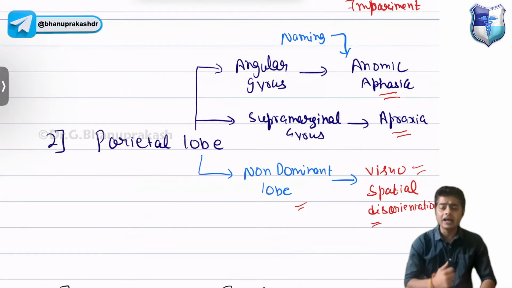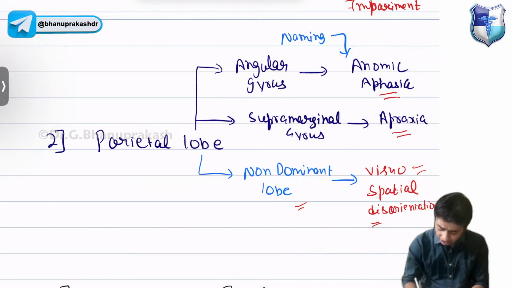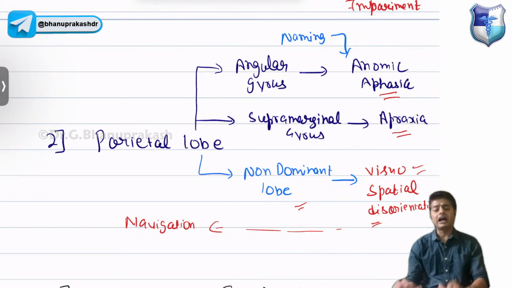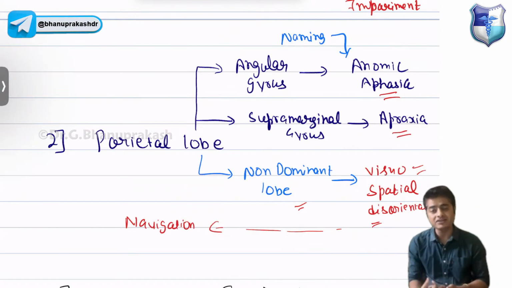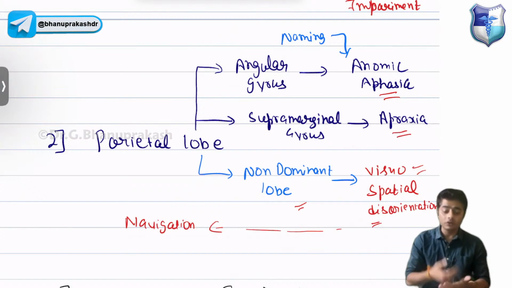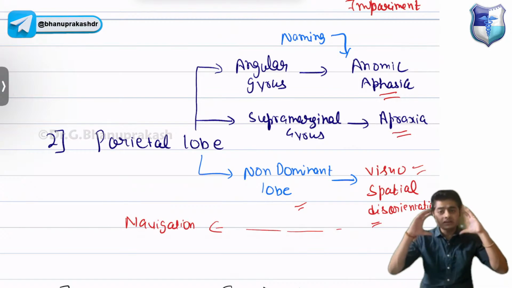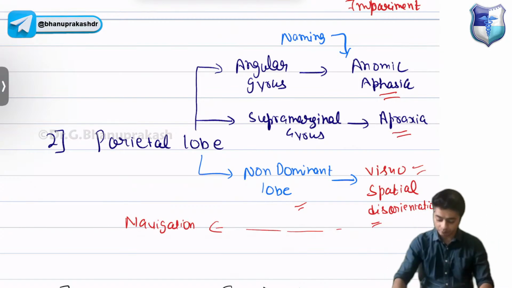Then there is visuospatial disorientation. There will be a problem in navigation. I will not be able to locate things in my room also. See how big the problem is in this Alzheimer patient. They are not able to find their way in the house they have lived in for 25 to 30 years. Now they don't know where the toilet is because of disorientation and their navigation map also.